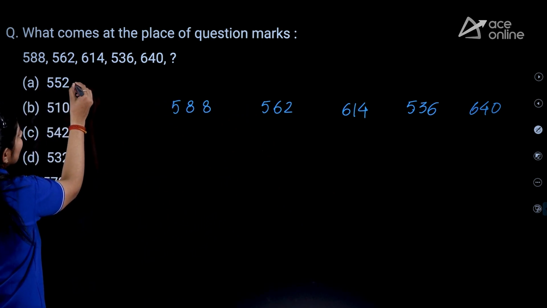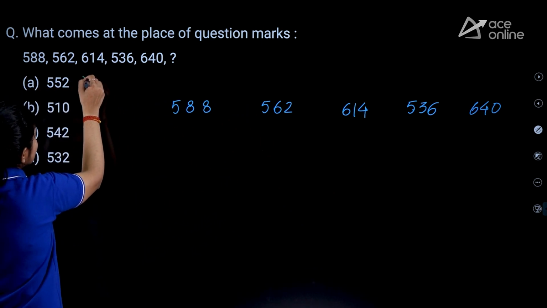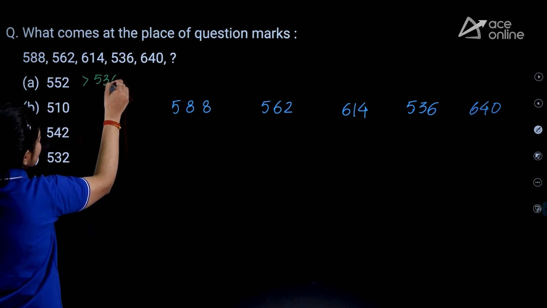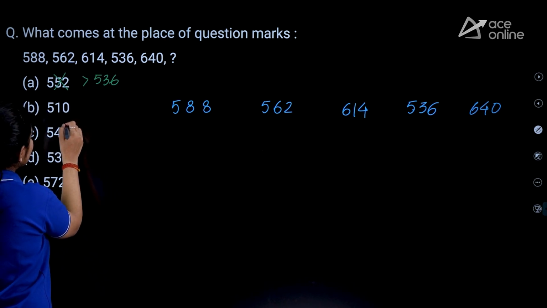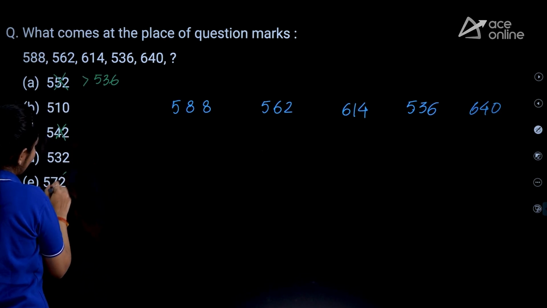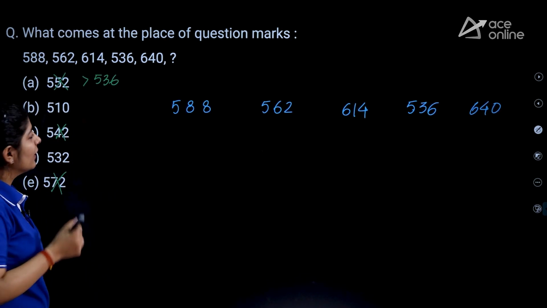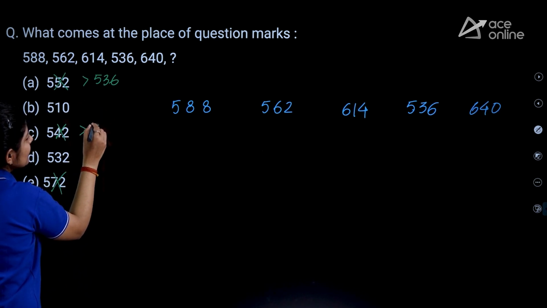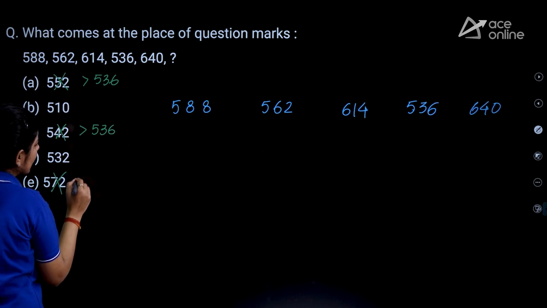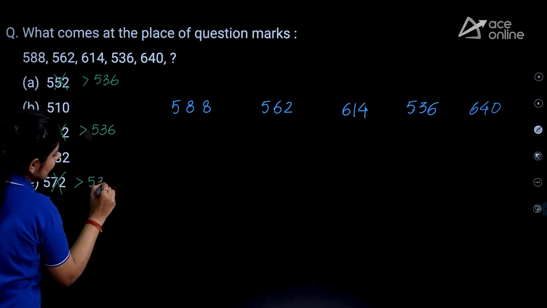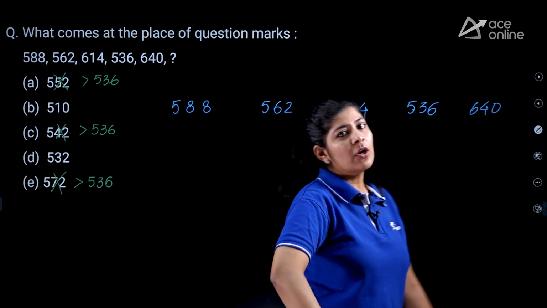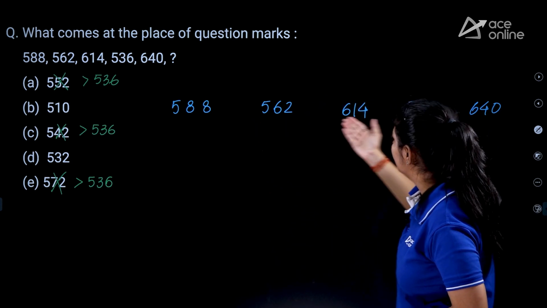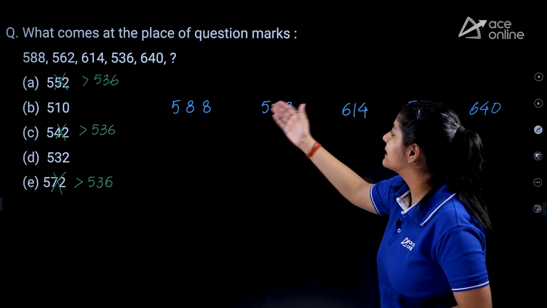We can easily eliminate this option because it is greater than 536. We can eliminate this option, and this option also. So just by observing the sequence or series, we can easily say that these three options are eliminated, because I can easily sense that.